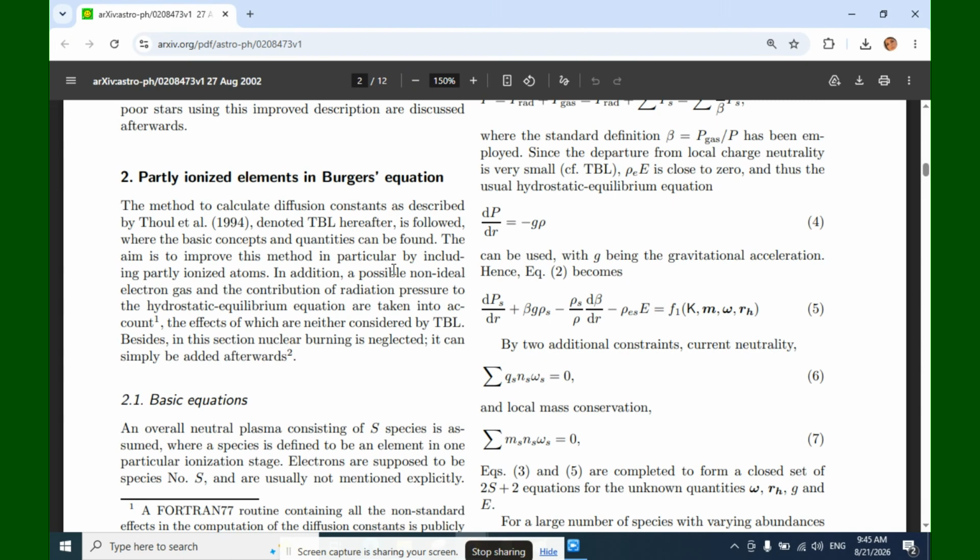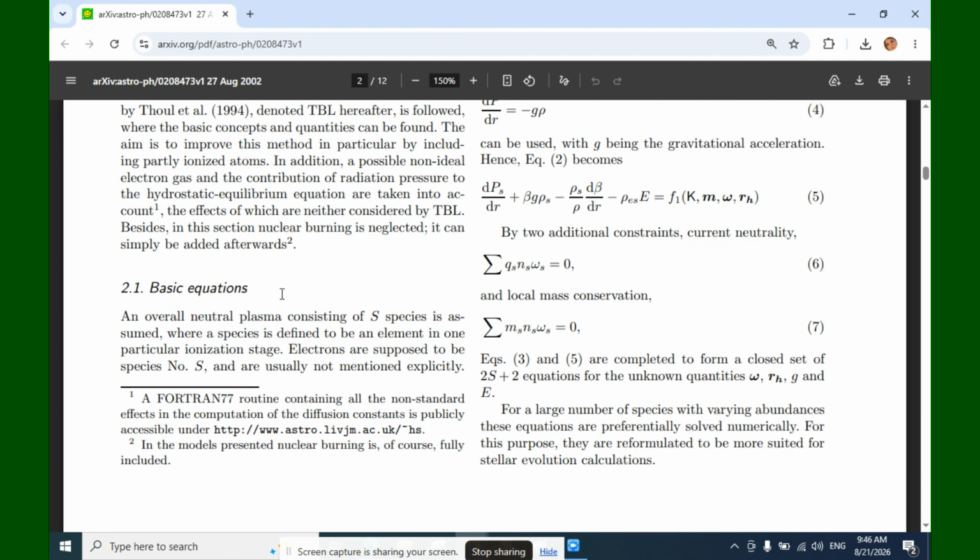The aim is to improve this method, in particular by including partially ionized atoms. In addition, a possible non-ideal electron gas and the contribution of radiation pressure to the hydrostatic equilibrium equation are taken into account, the effects of which are neither considered by TBL. Besides, in this section, nuclear burning is neglected. It can simply be added afterwards.